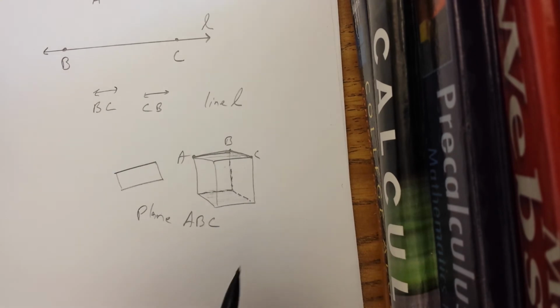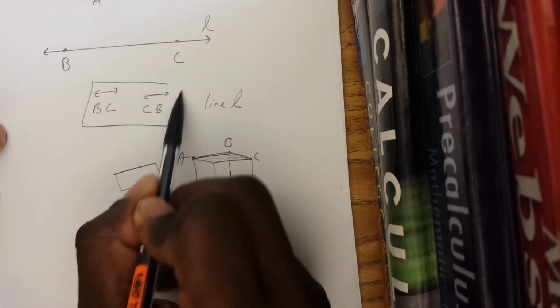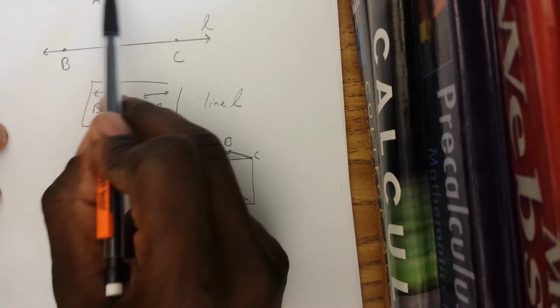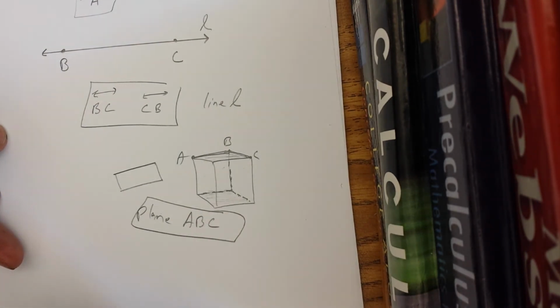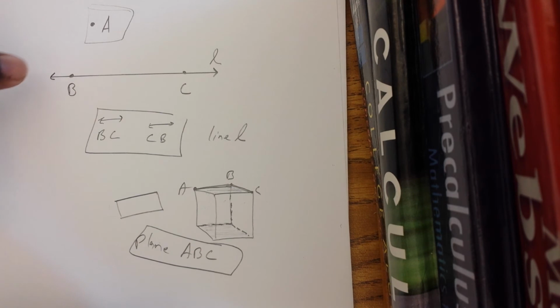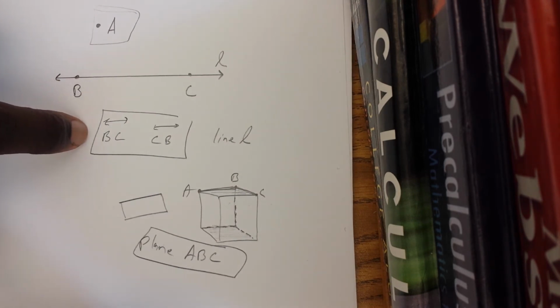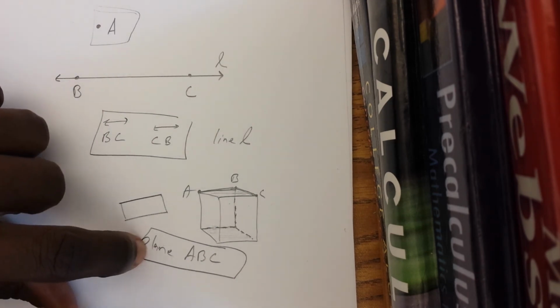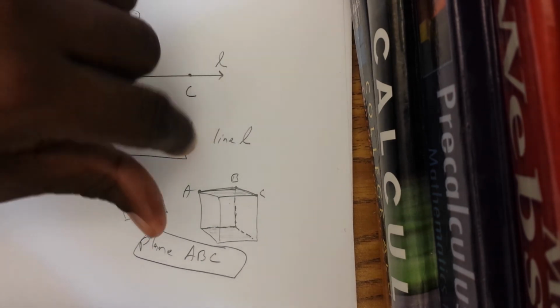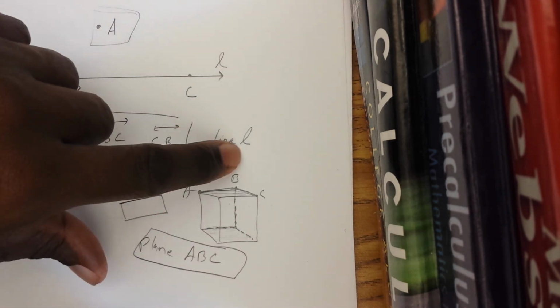So this is what you need. You need 2 points to name a line, 1 point to name a point, 3 points to name a plane. So write that down as a note. 2 points to name a line, 1 point to name a point, and 3 points to name a plane. And also a line can be recognized by a lowercase cursive letter.